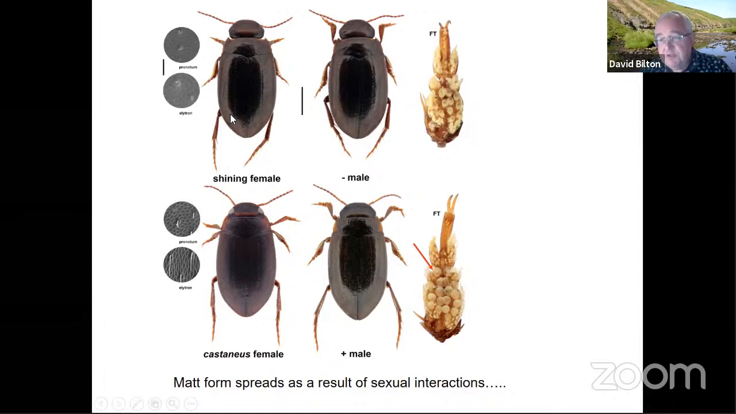So whichever perspective you look at it from, we think that what's happening as these two forms come into interaction is it favours the spread of the matte female and the associated male. As far as we know, this is the first case in any organism where we think there's a distributional shift and a population replacement occurring due to the dynamics of sexual selection and sexual conflict.